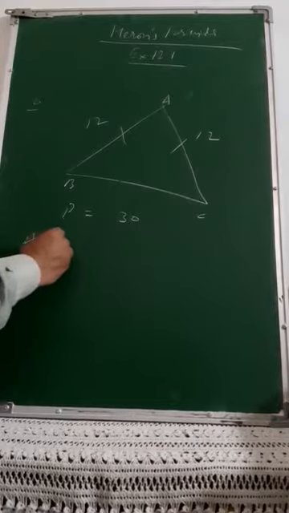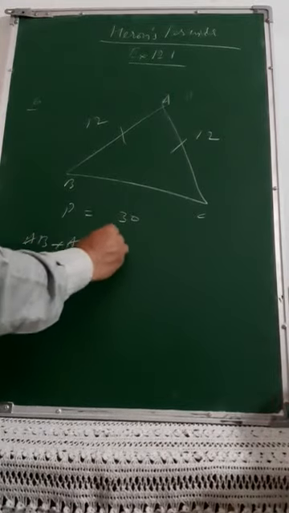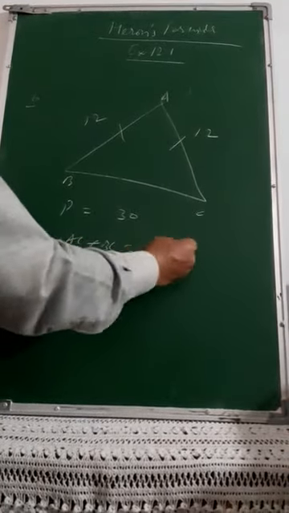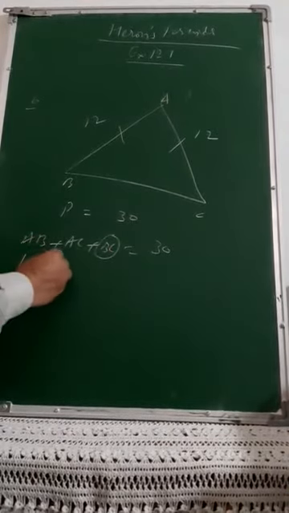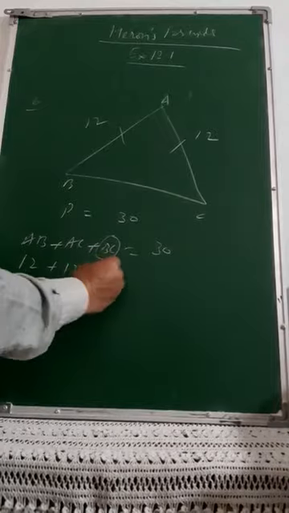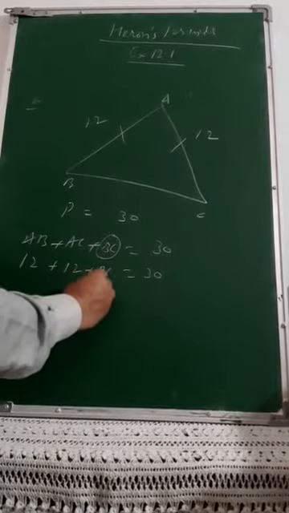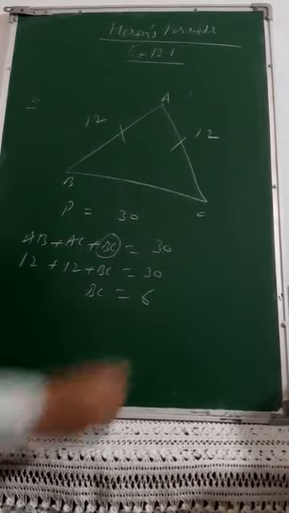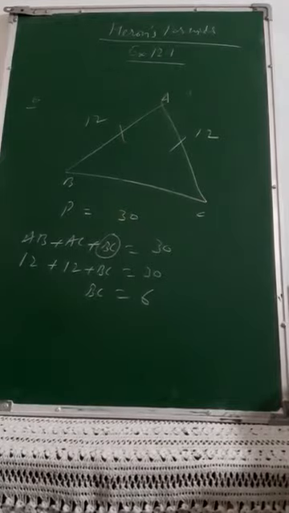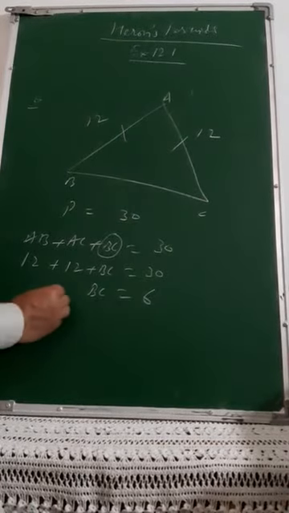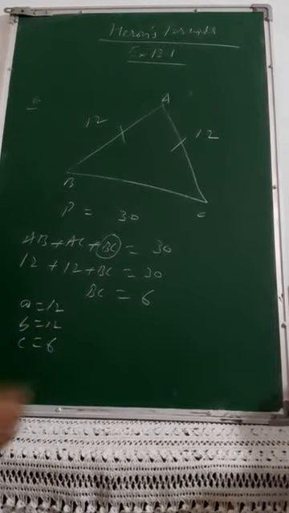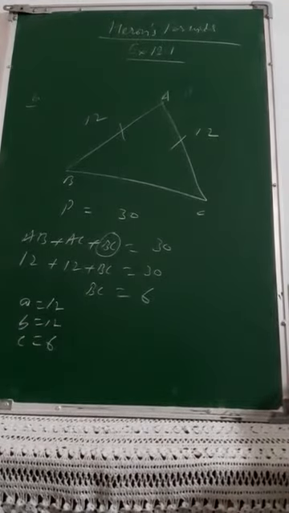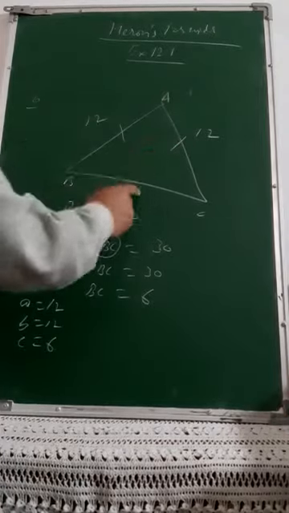So I will write AB plus AC plus BC is equal to 30, so that I can calculate the value of the missing one. Now this is 12, this is 12, plus BC is equal to 30. So BC definitely will be equal to what? 6. So if BC is equal to 6, then A is equal to 12, B is also equal to 12, and C will be equal to 6. That is the third side. First side, second side, and third side.